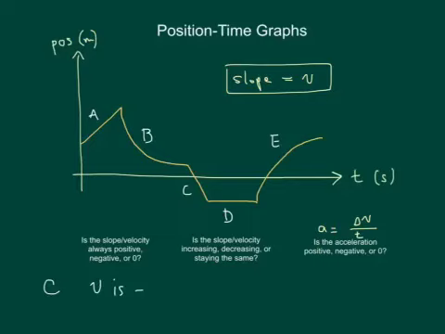For C, we see that it's a straight line, it has constant slope, thus the velocity is constant. Whenever the velocity is constant, that means it doesn't change, and that means we have zero acceleration. The acceleration measures how much that velocity changes, and this velocity doesn't change, so there's no acceleration at all. That was easy. Let's move on to the next one.